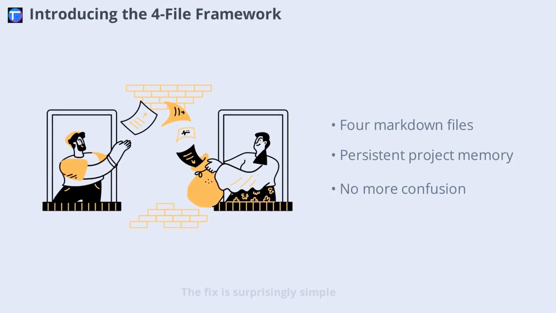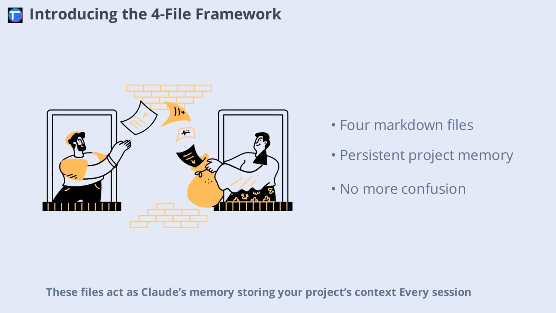The fix is surprisingly simple. Create 4 markdown files that live in your repository. These files act as Claude's memory, storing your project's context. Every session, Claude reads these files before touching a single line of code. The files are PRD, CLAUDE.md, PLANNING.md, and TASKS.md. With this setup, Claude always knows what you're building, how you're building it, and what's next. No more re-explaining or confusion, just smooth, continuous progress.